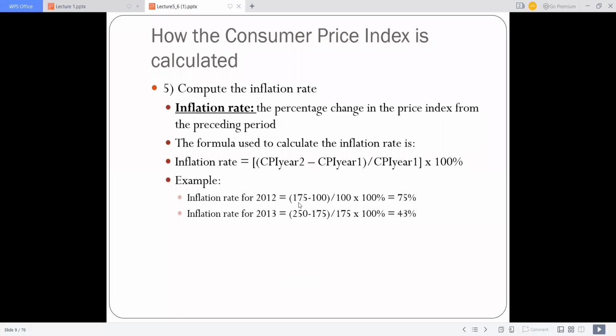Okay, so we are making reference to what we did in the previous session, that the inflation rate is computed using CPI. So you're going to look at what's the inflation rate. We want to compute the inflation rate for a particular year. How do you compute it?